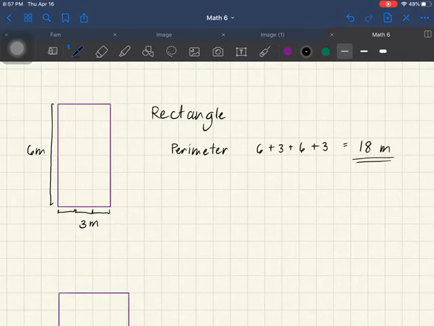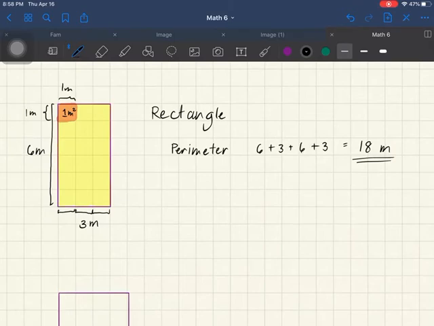How about the area? The area represents the space inside this figure. That's what we call the area. Looking at the figure, how much space is in there? Let's look at that. This is going to be 1 meter by 1 meter, because this is 1 meter and this is going to be another meter. Then putting it together, 1 meter times 1 meter is equal to 1 square meter.